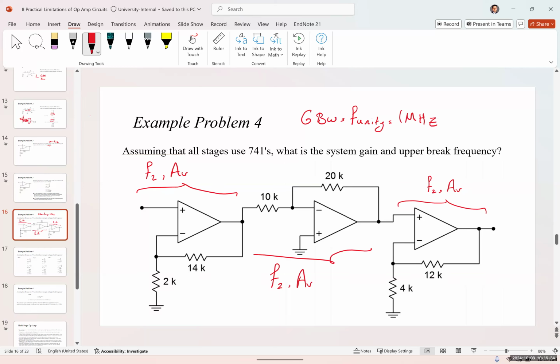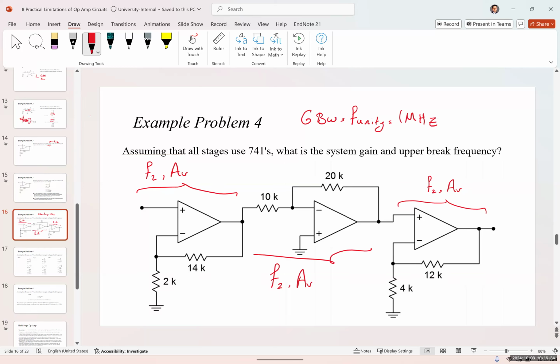Second stage, it's an inverting amplifier. Its gain is -2, but its A noise is 3, since 1 plus 2 is 3. That is going to be 1 megahertz over 3, which is 333 kilohertz. The third stage is a non-inverting amplifier. The gain is going to be equal to 4, and A noise is also 4. The upper cutoff frequency is going to be 1 megahertz over 4, which is 250 kilohertz.